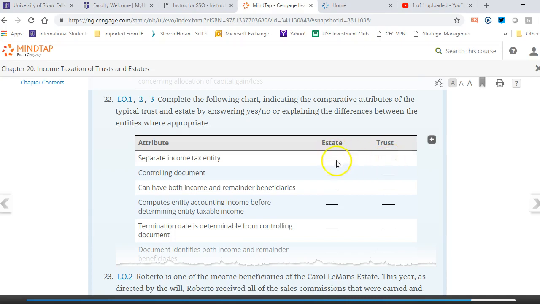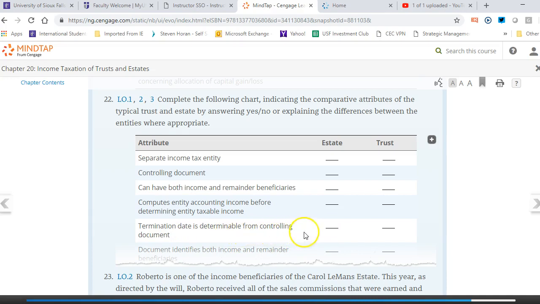Controlling document. The controlling document for an estate is a will, and the controlling document for a trust is the trust instrument. So a will and a trust instrument. The third one, can have both income and remainder beneficiaries. The answer for both is yes and yes. The fourth one, computes entity income before determining entity taxable income. The answer again is yes and yes.